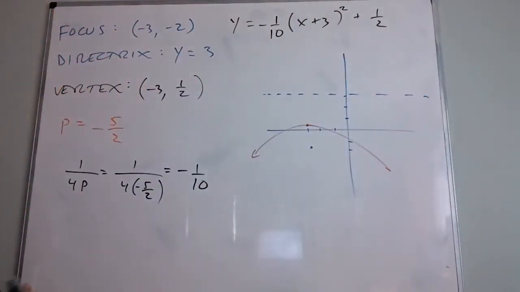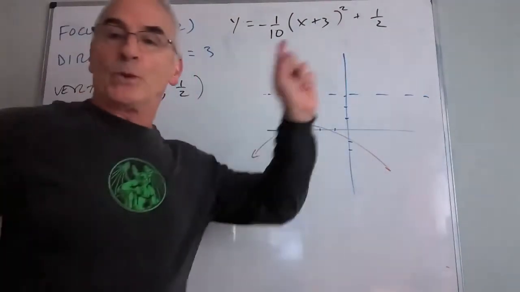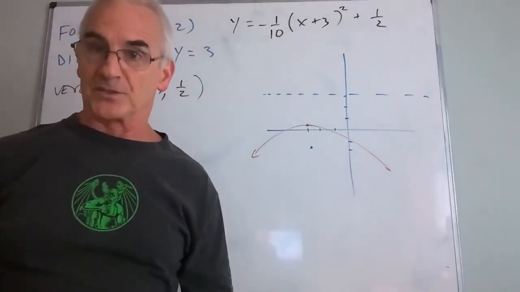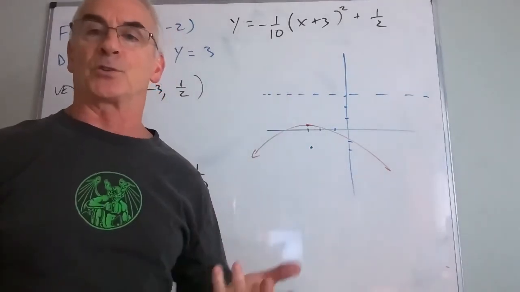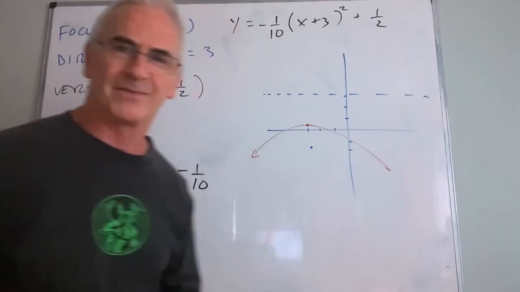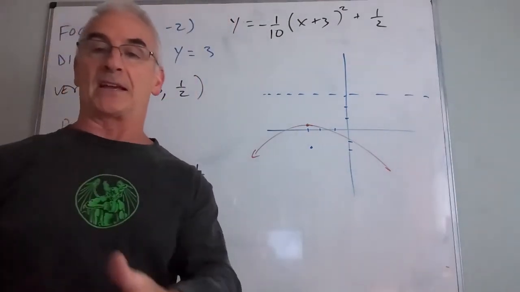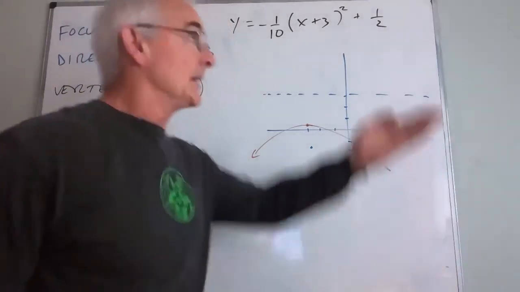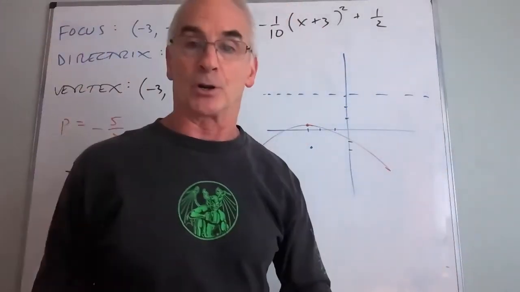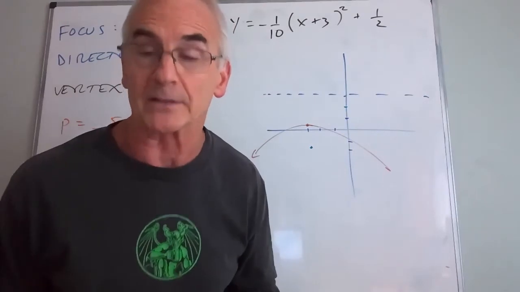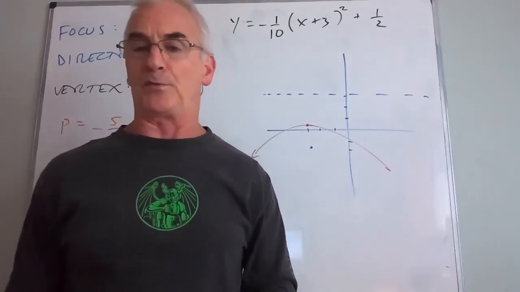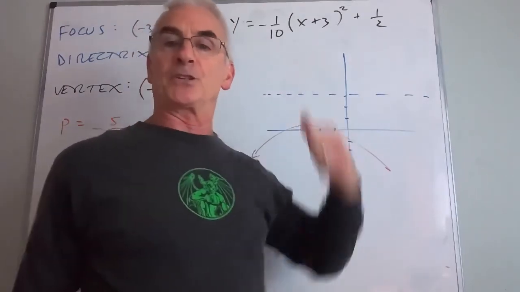Why is this the best equation? Because I can read all the pertinent information from this equation. This is sometimes referred to as the vertex form. That's kind of a loose description. If you wrote it as y equals ax squared plus bx plus c, if I multiplied that out and gathered terms, that's absolutely correct. But it's not the most useful form because I can read information from this form.